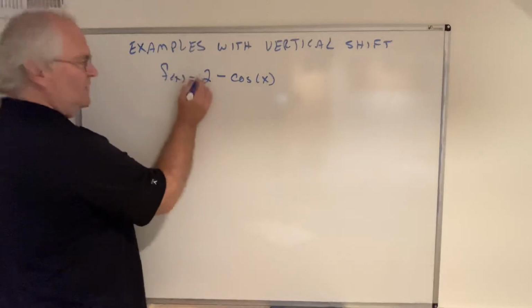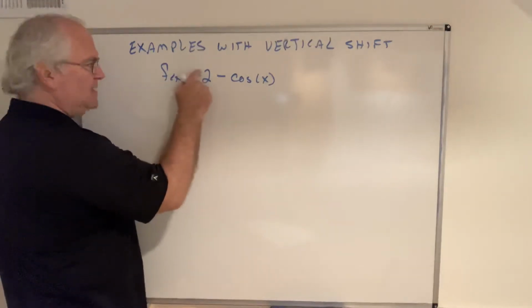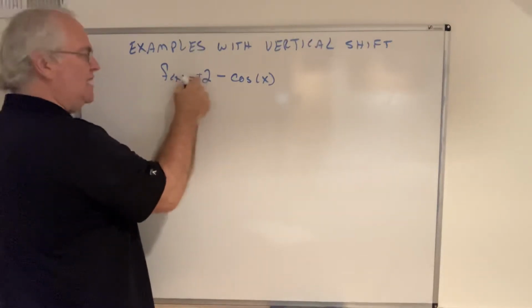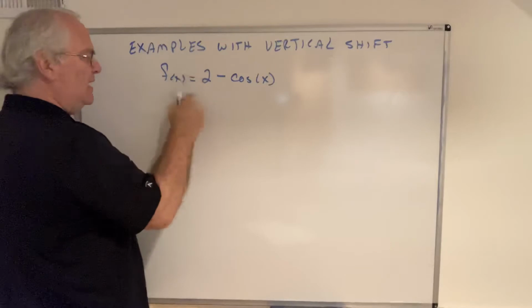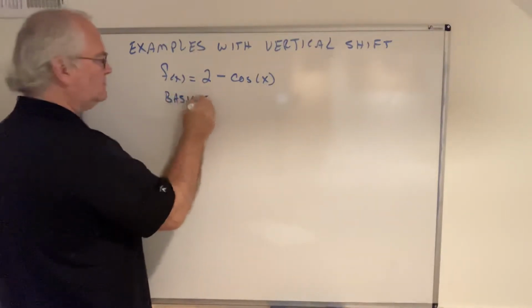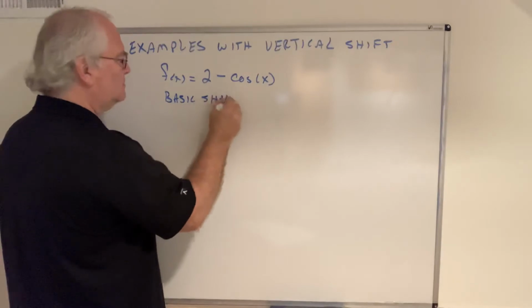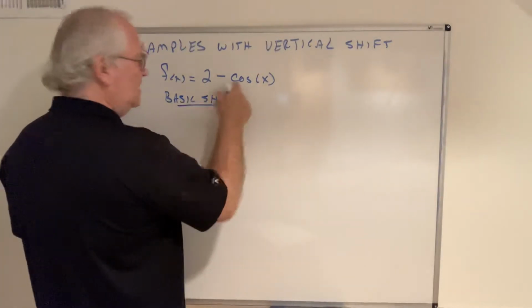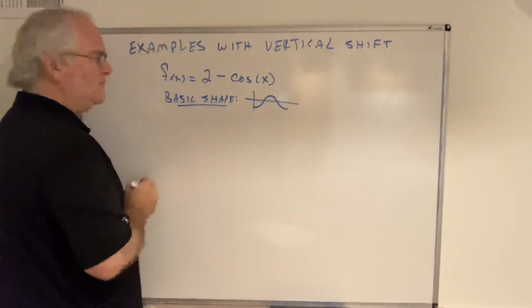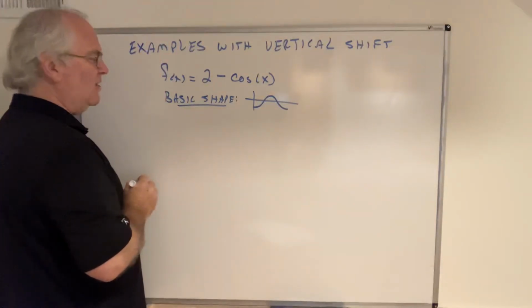So remember, if there's no sign, we assume this is positive. So this is actually adding 2. You might think you're subtracting 2. No, 2 is positive. 2 is getting added. And so we take care of this by writing, so we do the basic shape. The basic shape is the negative cosine graph. Right, that's the upside down cosine graph.